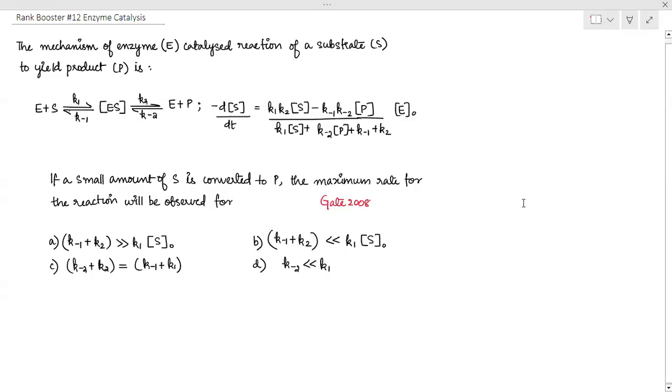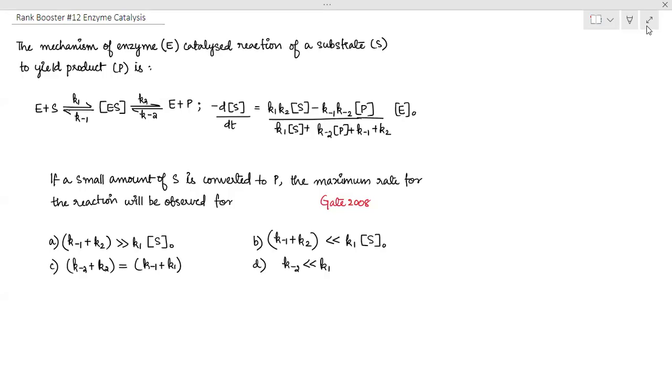Hi everybody. So today we have a very old question which was asked in the year 2008 from the topic of enzyme catalysis. Very good question. But then we need to use an assumption without which we cannot solve. Okay, so let's start. The mechanism of enzyme catalyzed reaction of a substrate to yield product P is.